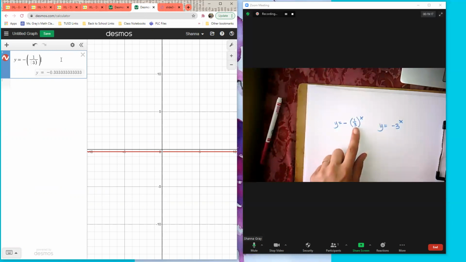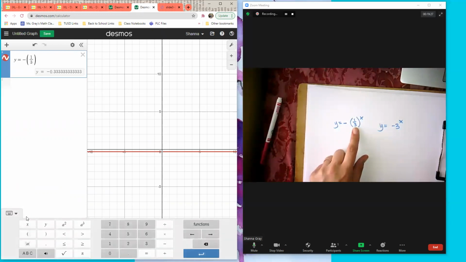So there's my -1/3 x. Oh, I don't need that. And then I'm going to come over here to my keyboard and type in an x there. So I end up with that shape.